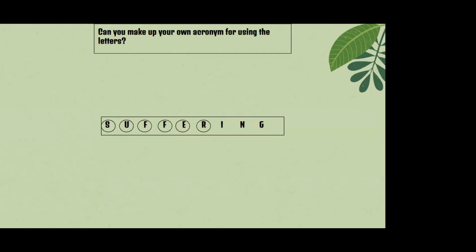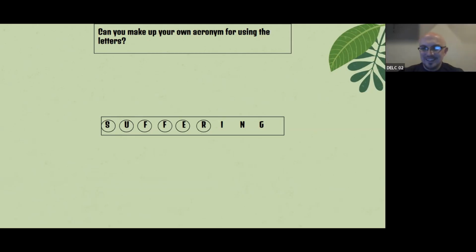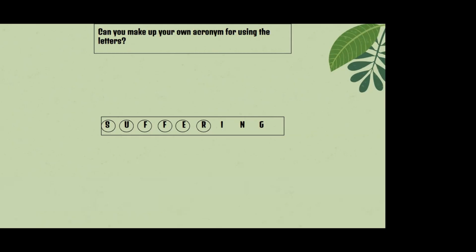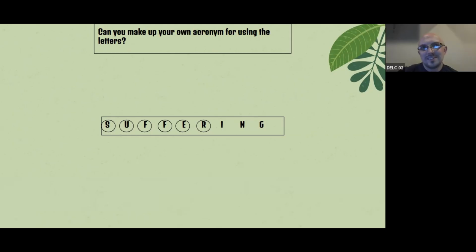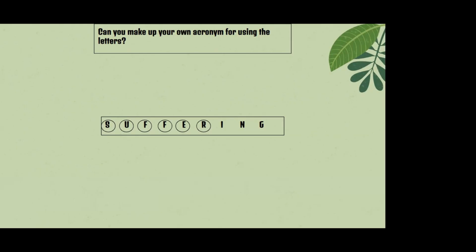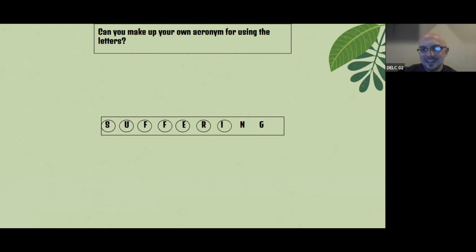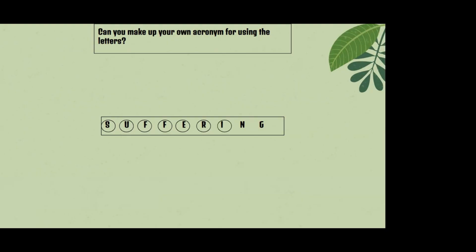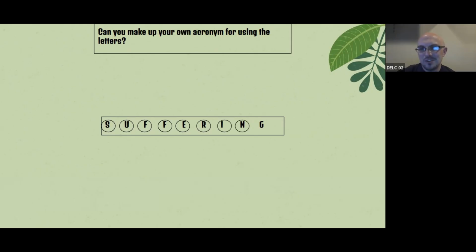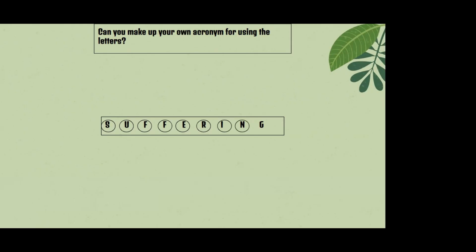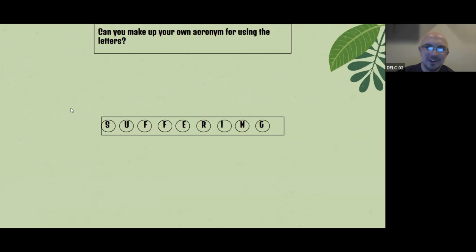Itchy. Isolate. Oh, that's a good one. Isolate, yeah, isolate or itchy. Yeah. How about N? Negative. Negative, very good. How about G? Get. Very good. Yeah, get. Very good. Yeah, so we can kind of come up with our own acronym for suffering.